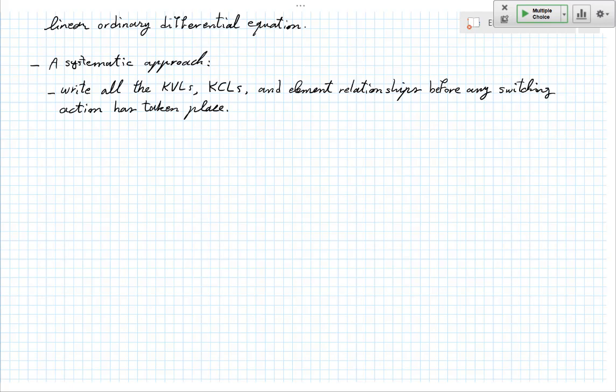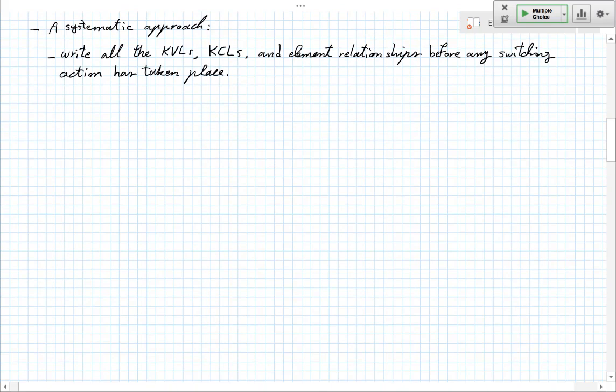Then solve these equations to get whatever you're interested in for that period of time. So solve the system of equations to obtain the variables of interest.